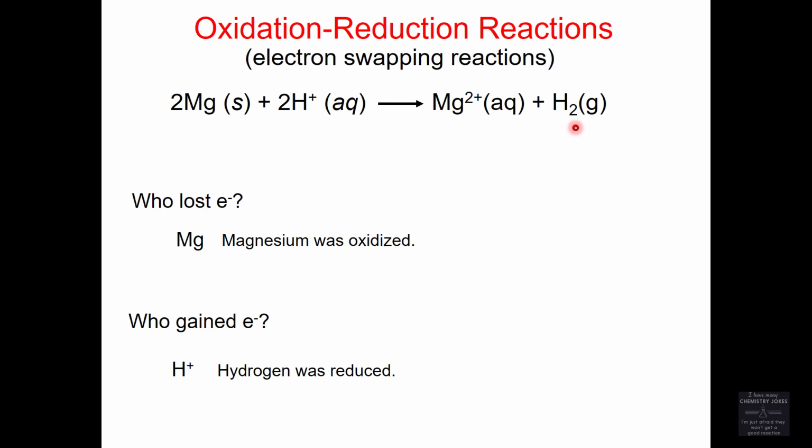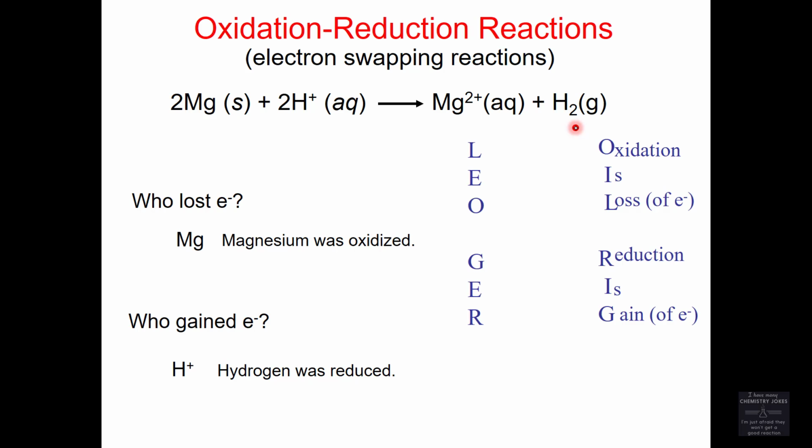There are two acronyms that you may see surrounding redox reactions. One is OIL RIG. That stands for oxidation is loss of electrons, and reduction is gain of electrons. Another one you may have heard is LEO-GER. LEO the lion says GER. Losing electrons is oxidation, and gaining electrons is reduction.